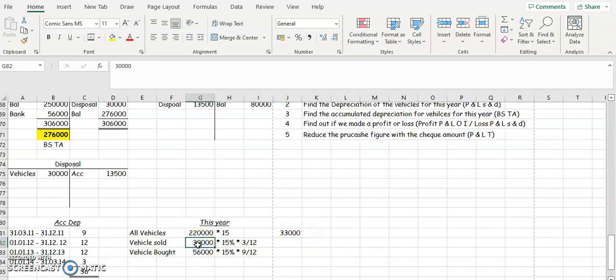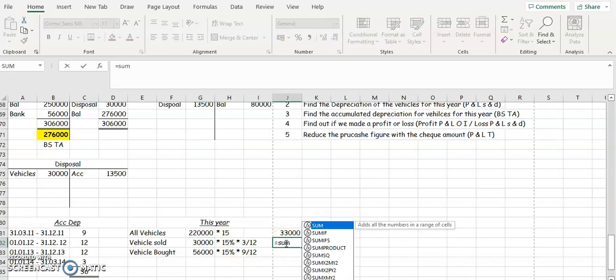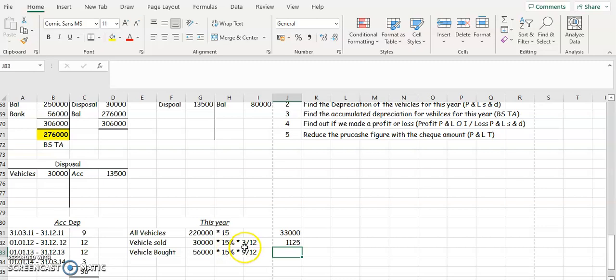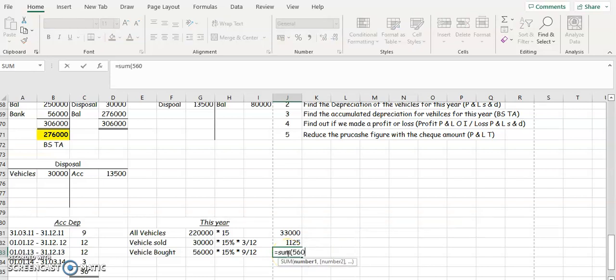This van that we sold, we had it for 3 months for this year. So we need to find out what the depreciation on that is. So it's going to be 30,000 multiplied by 15%, multiplied by 3 divided by 12, because we only had it for 3 months. And then this new van that we bought for 56,000, we had it for 9 months. So we're going to find out 56.